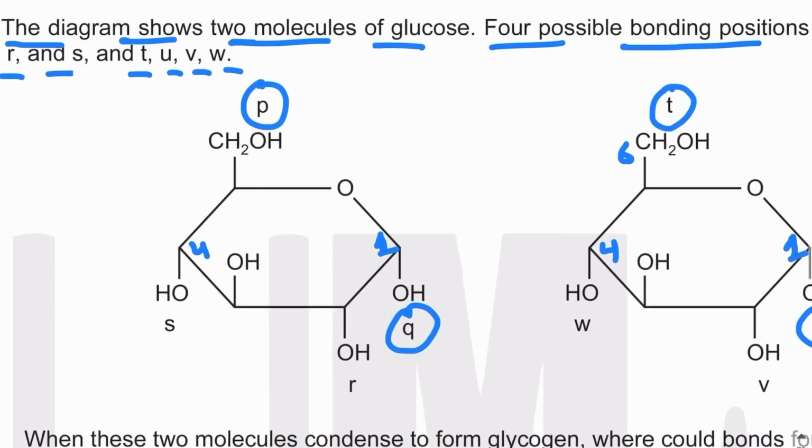Please remember that a bond cannot be formed between Q and P because bonds are never made between the carbon number 1 and carbon number 6 of the same glucose, right? And similarly, a bond cannot be made between Q and S. A bond cannot be made between carbon number 1 and carbon number 4 of the same glucose. So guys, please be careful.